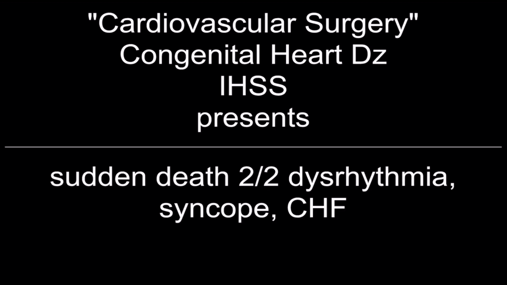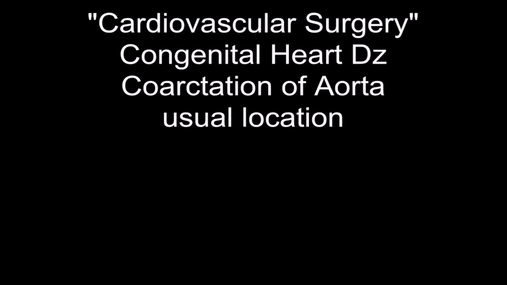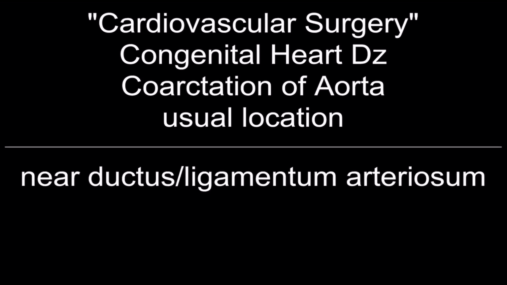Congenital heart disease, what is IHSS? Idiopathic hypertrophic subaortic stenosis. How does IHSS present? Sudden death, secondary to dysrhythmia, syncope with congestive heart failure. Coarctation of aorta, what's the usual location? Near the ductus ligamentum arteriosum.